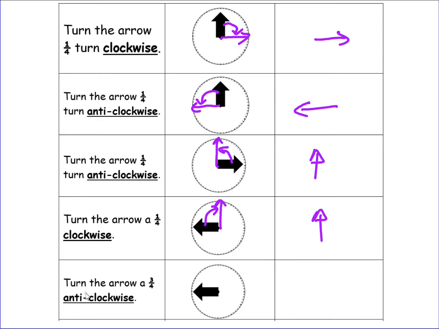And then finally, if my starting point is the 9 o'clock position, then 3/4 turn anti-clockwise. So anti-clockwise is that way. 3/4 of the way round would also take me to this position. Did you get these correct?